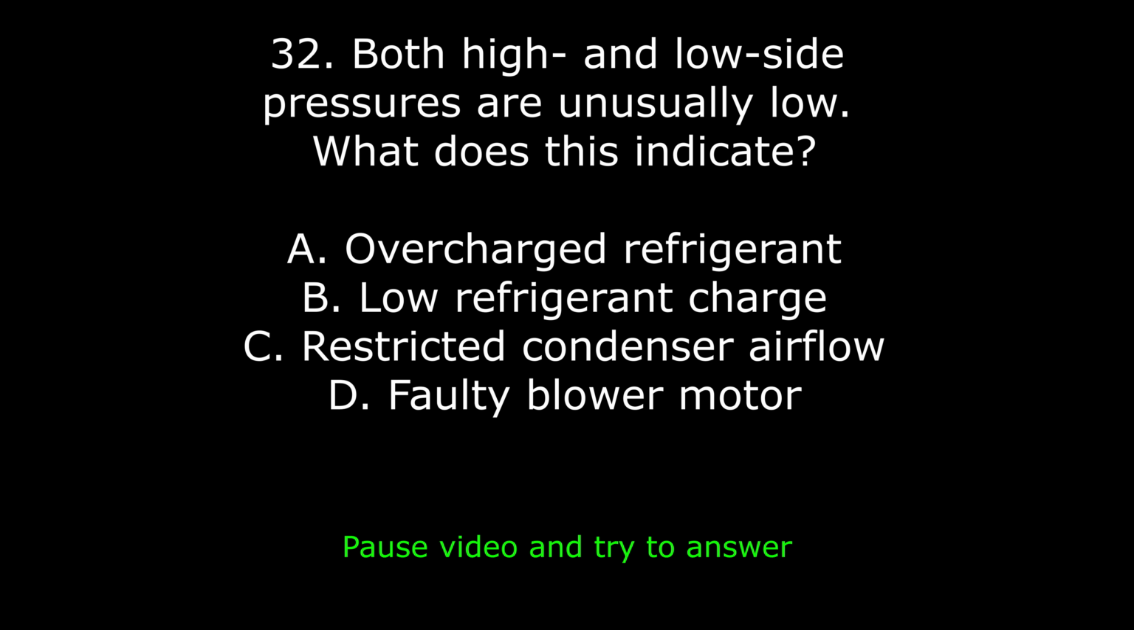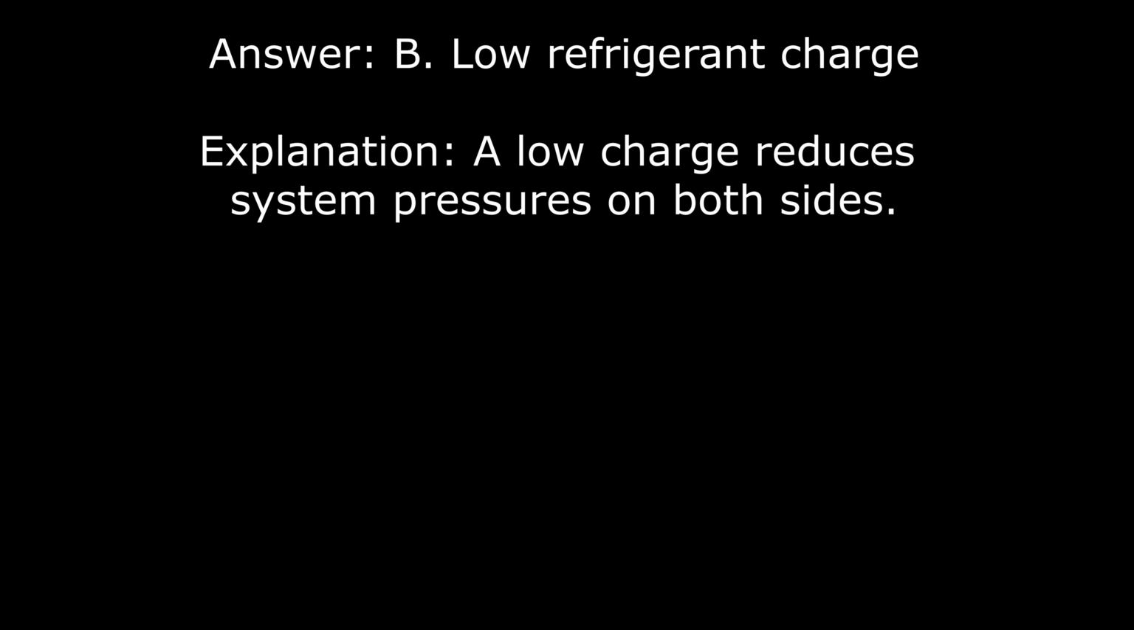32. Both high and low side pressures are unusually low. What does this indicate? A. Overcharged refrigerant. B. Low refrigerant charge. C. Restricted condenser airflow. D. Faulty blower motor. Answer B. Low refrigerant charge. Explanation. A low charge reduces system pressures on both sides.